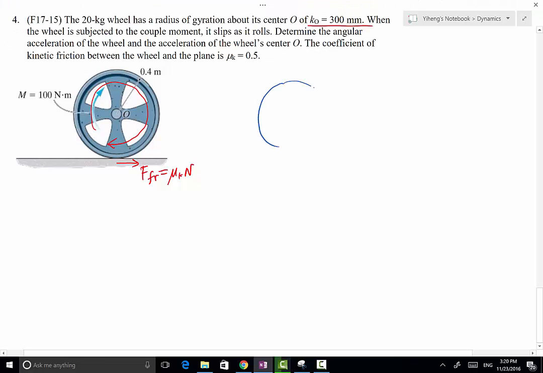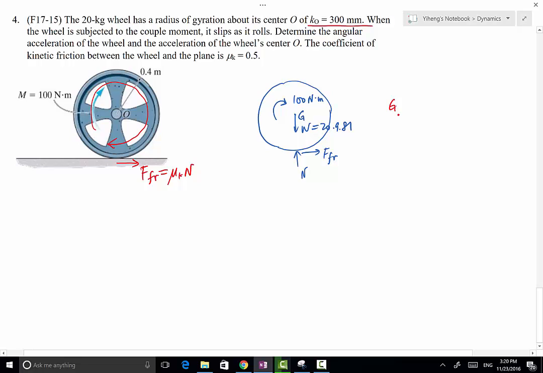So for the free body diagram, we have the weight of the wheel, that is 20 times 9.81, and it is subjected to couple moments, 100 Newton meter, normal force, and also frictional force. For its kinetic diagram, this is point G.